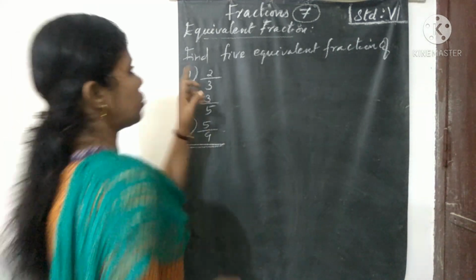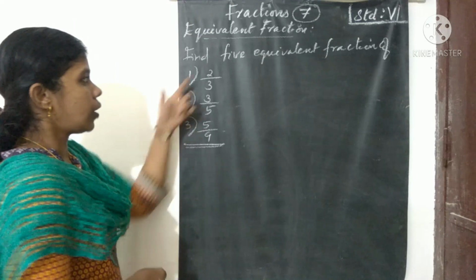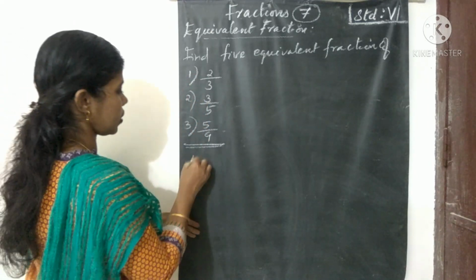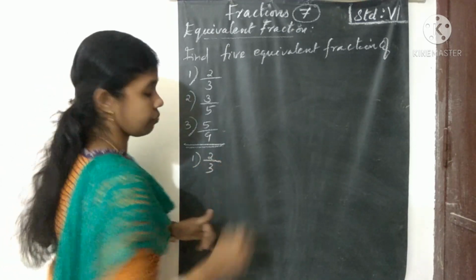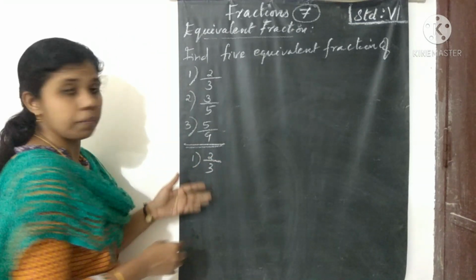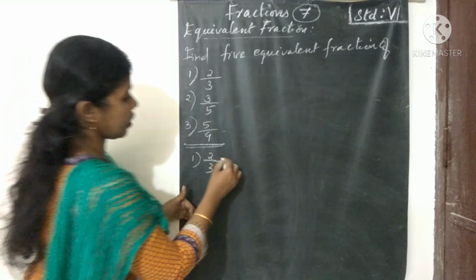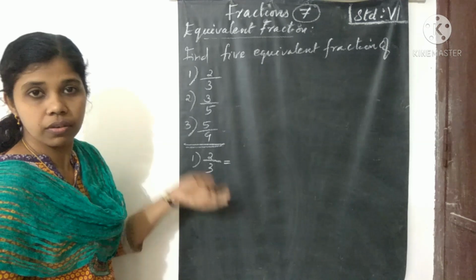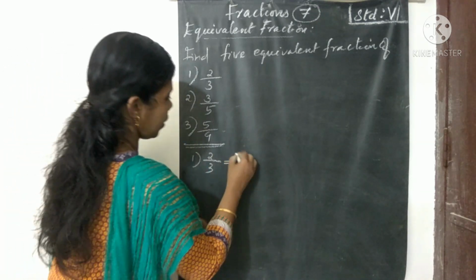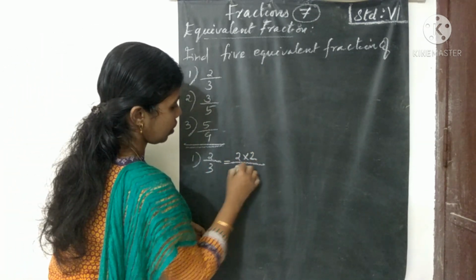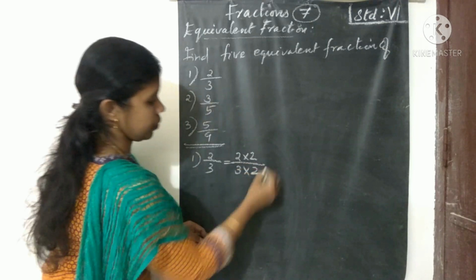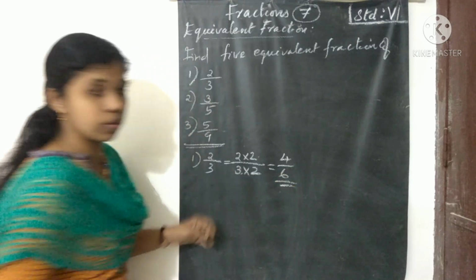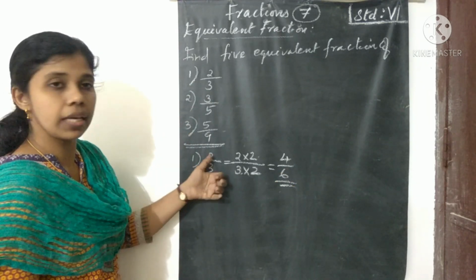Question: Find 5 equivalent fractions of 2 by 3, 3 by 5, 5 by 9. I take the first question, 2 by 3. How can we find them? We multiply with the natural numbers. Multiplied with 1, we get the same fraction. So we start from 2. 2 into 2, 4, 3 into 2, 6. So we got the first equivalent fraction of 2 by 3.